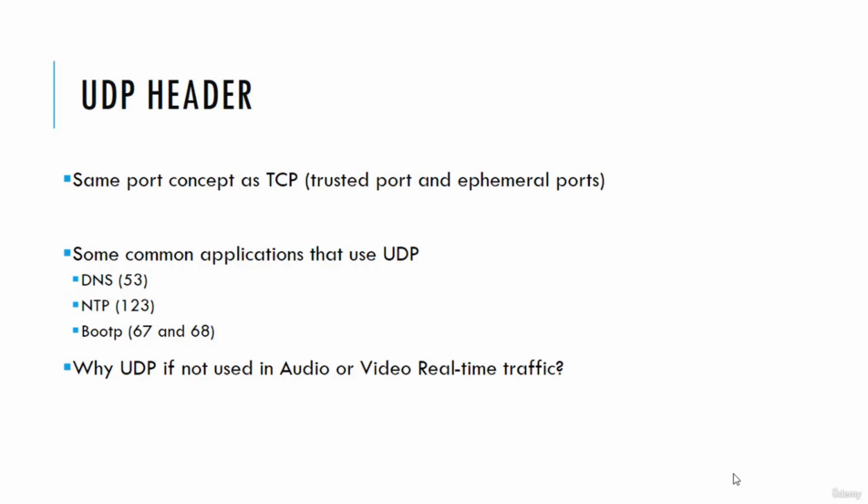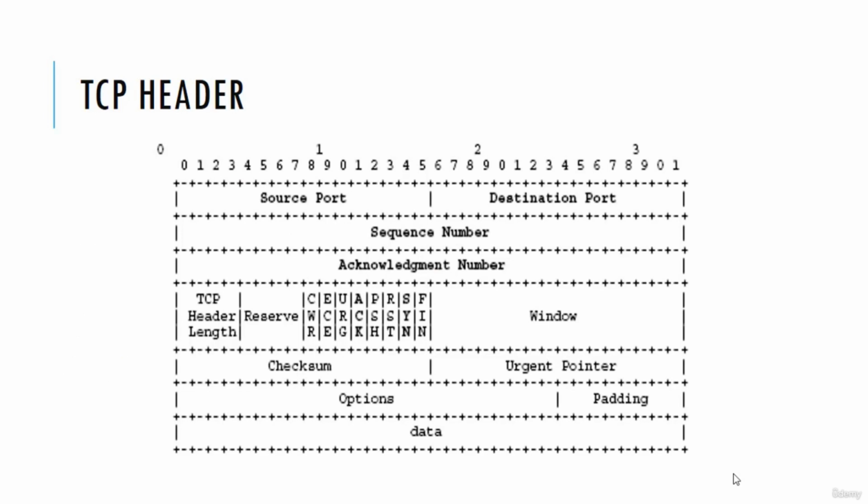It is either a trusted port, which is less than 1024 in number, or it is an ephemeral port, which is more than 1024. Port numbers less than 1024 are for servers. Port numbers that are ephemeral, greater than 1024, are for the ordinary machines that are not servers.